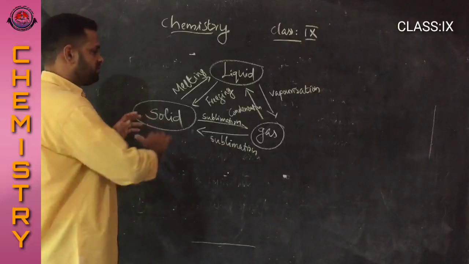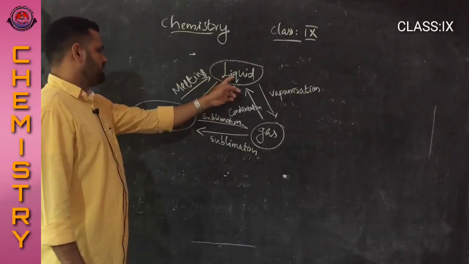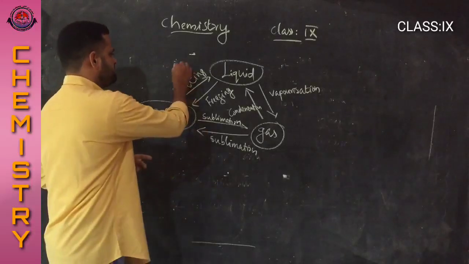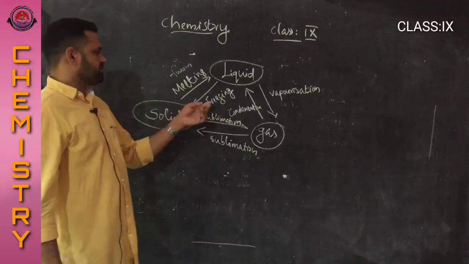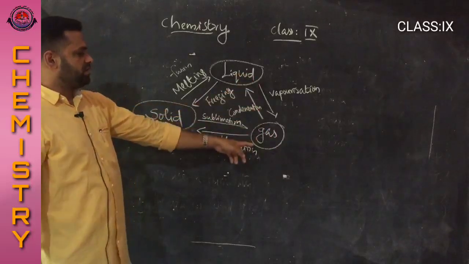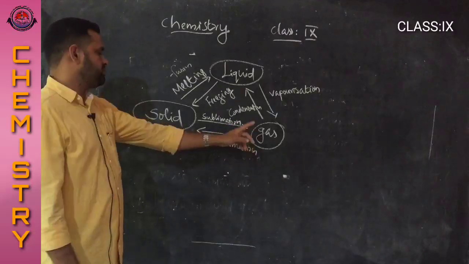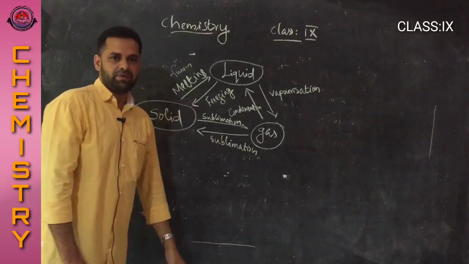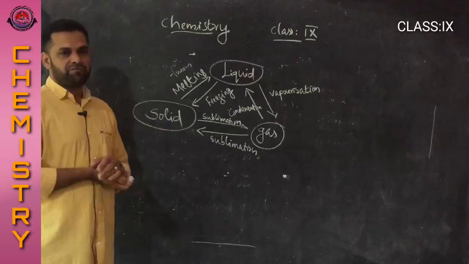So we can interchange the different states of matter. Solid can be converted into liquid, that is called melting, also called fusion, and liquid converts into solid, that is called freezing. When liquid converts into gas, that is called vaporization, and when gas converts into liquid, that is called condensation. When solid converts directly into gas, that is called sublimation, and the reverse is also sublimation. So these are the different states of matter and their interconversion.